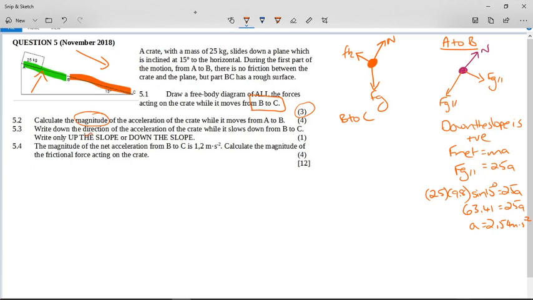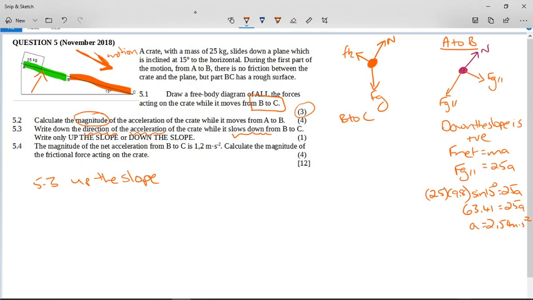Now it says to you, write down the direction of the acceleration of the crate while it slows down. So now the crate is still moving down the slope like this. If the crate is moving down the slope and it is slowing down, something has to be opposing the motion, which as we know is friction. So then therefore the acceleration has to be up the slope, because the box is slowing down. If the acceleration is helping the velocity, they've got the same vector direction. If the acceleration is decreasing the velocity, velocity and the acceleration have two different directions. So the acceleration has to be up the slope.